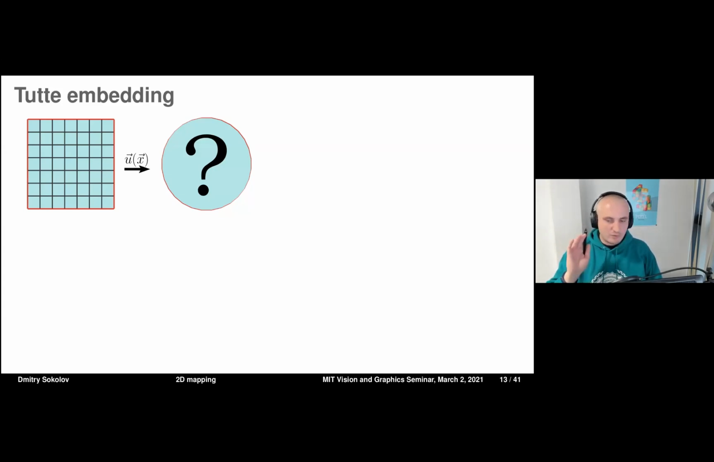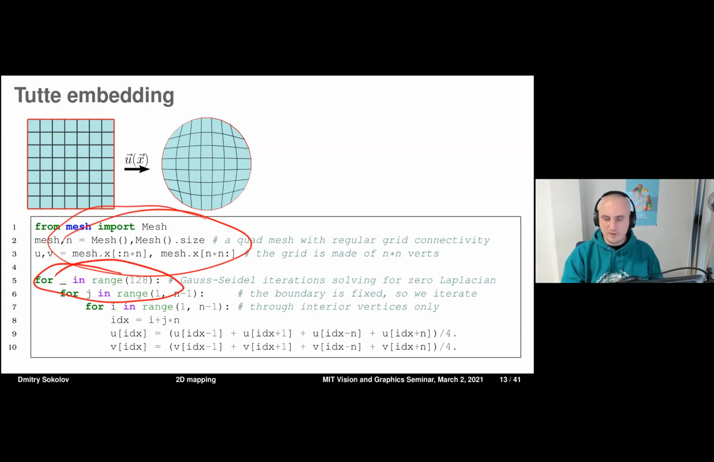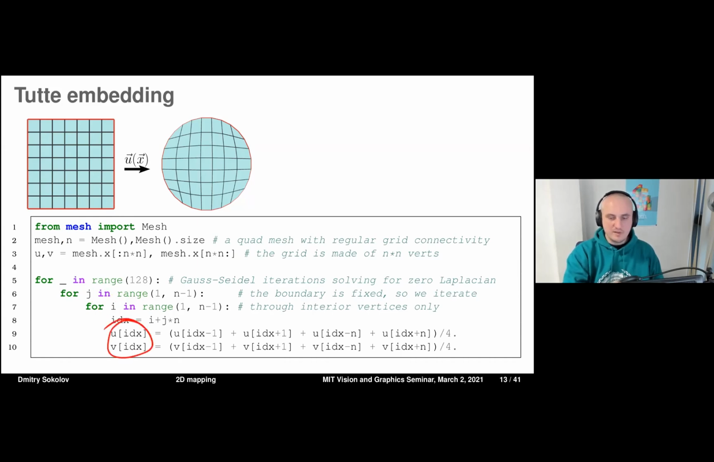Well, we can try the solution we already have from 1D. We replace each element with a barycenter of its neighbors, leaving the boundary fixed. Look at this Python code. We define a regular grid, and then we perform a number of Gauss-Seidel iterations, and for each interior node ij, we update its u and v coordinates.